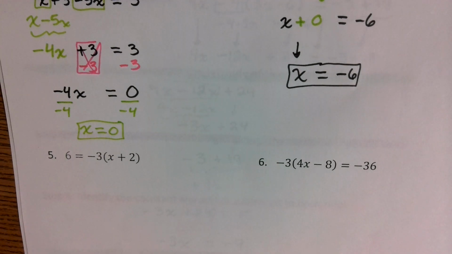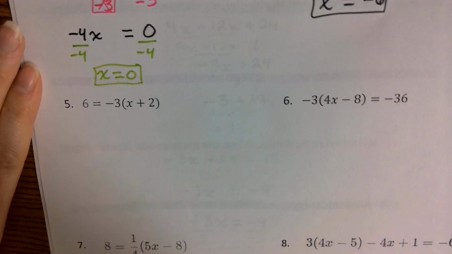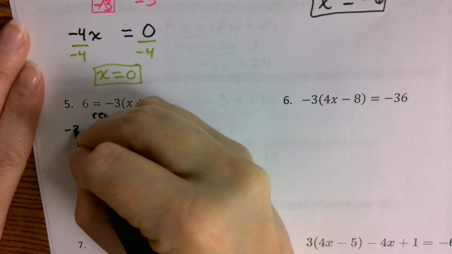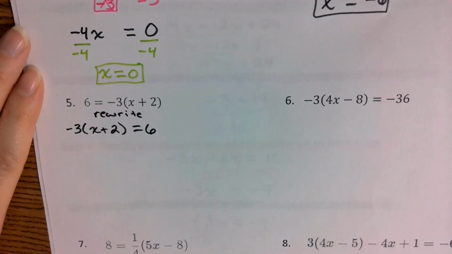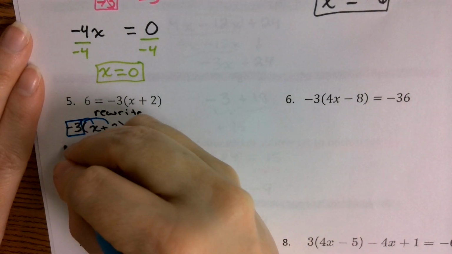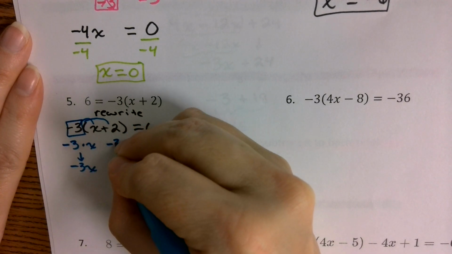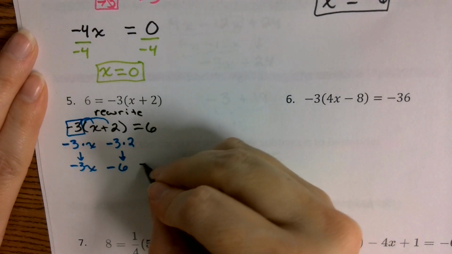Okay, let's go ahead and go over these, that way you guys have time to get onto your activity for today. So for problem number 5, first thing I'm going to do, just for my benefit, is rewrite it so that I know the variable needs to be on the other side. Negative 3 times the quantity of x plus 2 is equal to 6. I have distributive property, so I need to do negative 3 times x and times 2. Negative 3 times x gives me negative 3x. Negative 3 times 2 gives me negative 6. And this whole thing is still set equal to 6.